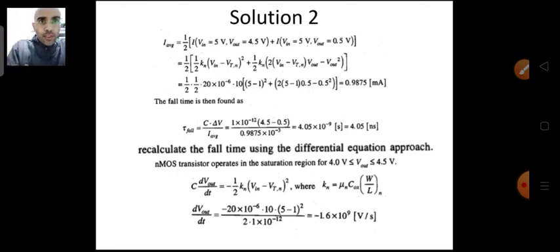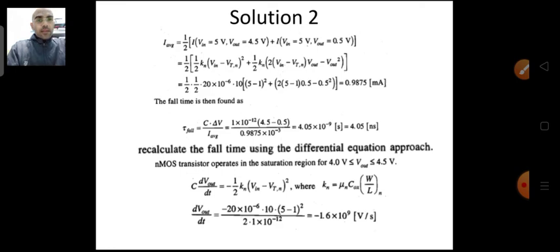So we have taken these two values considering that the transistor works in the saturation region for the first half, up to 4 volts. So at 4.5 volts it works in the saturation region, and at 0.5 volts the device works in the linear region. Writing these two equations, things are not difficult. You just substitute the values from the data given in the numerical, and if we solve it, we find that our I average comes to about 0.98 milliamperes.